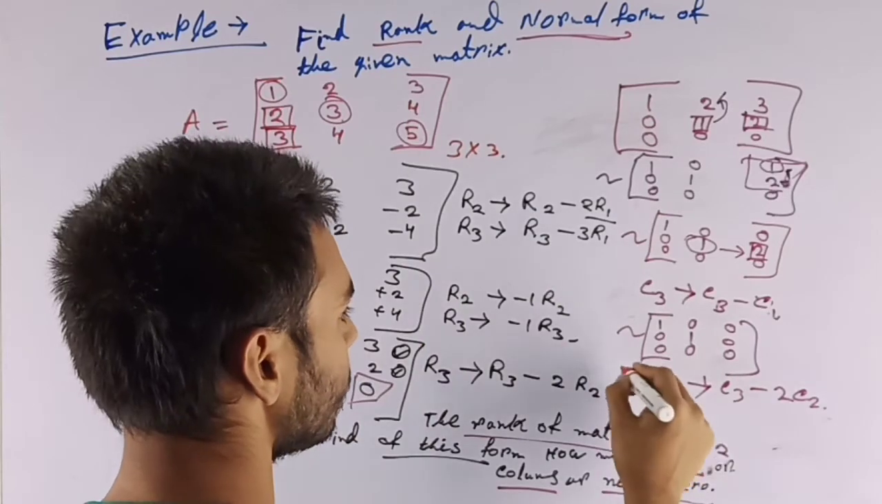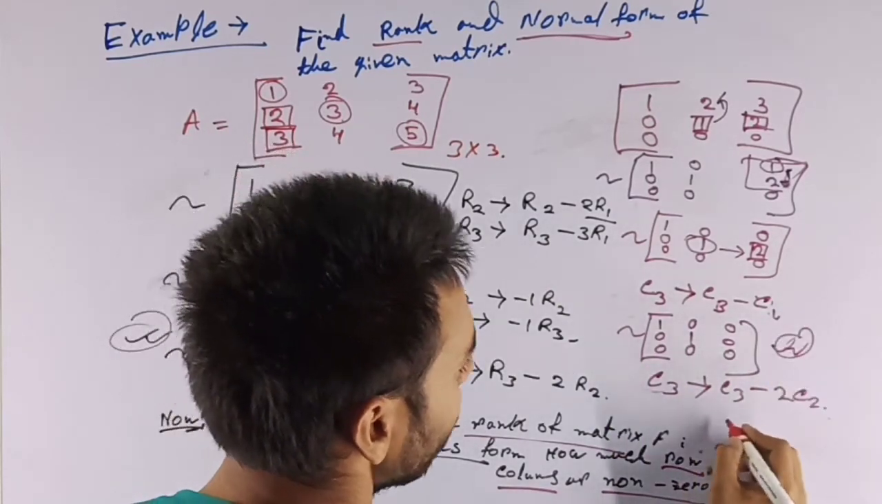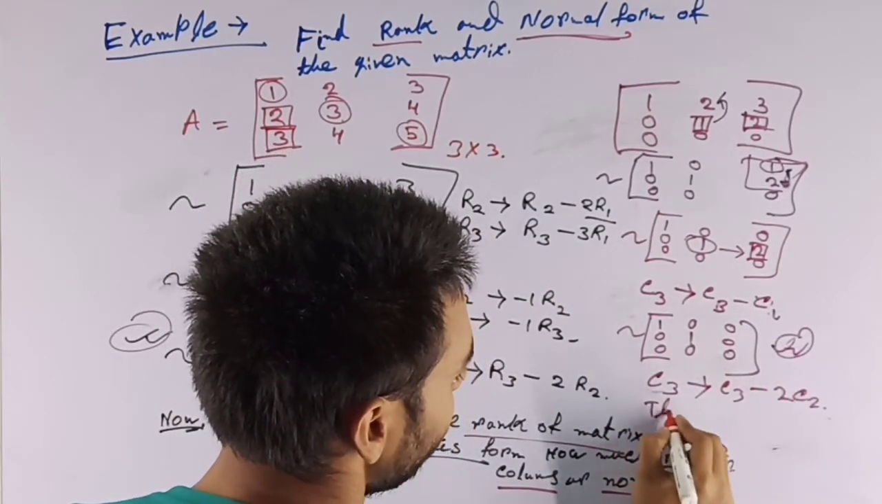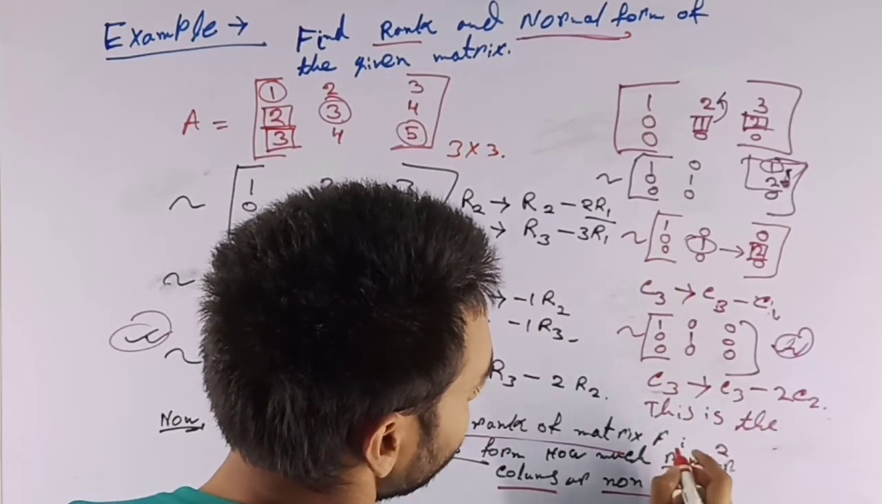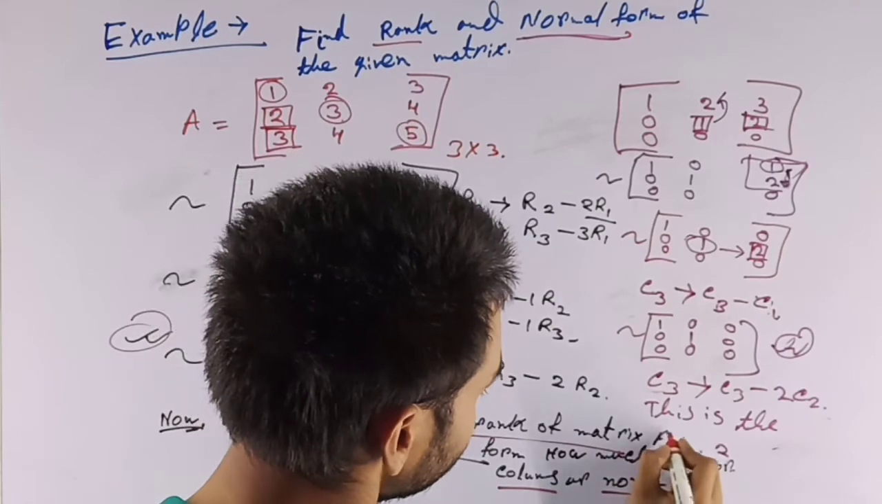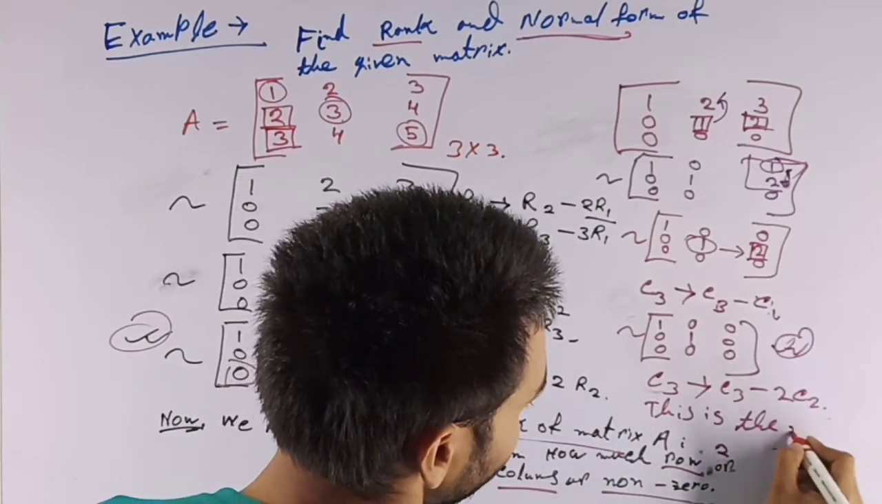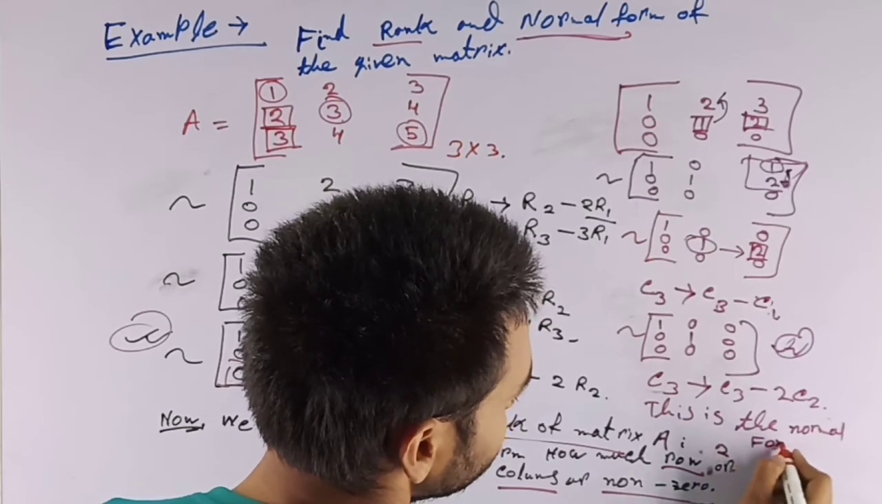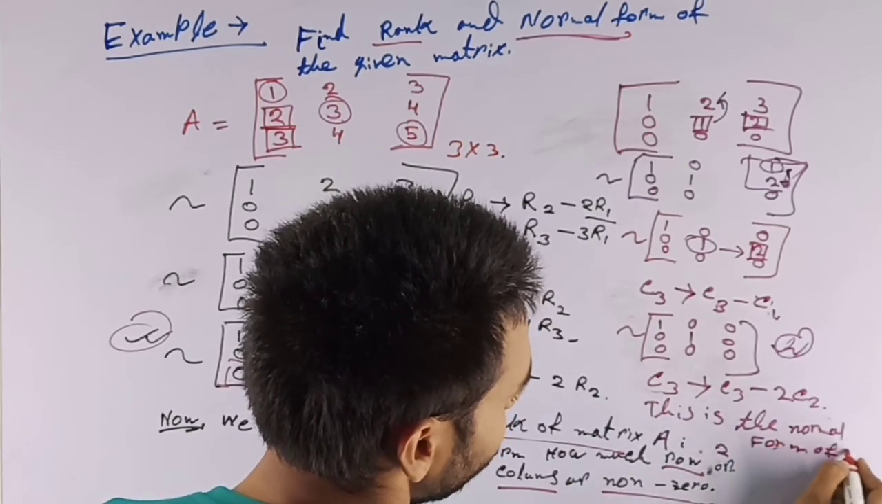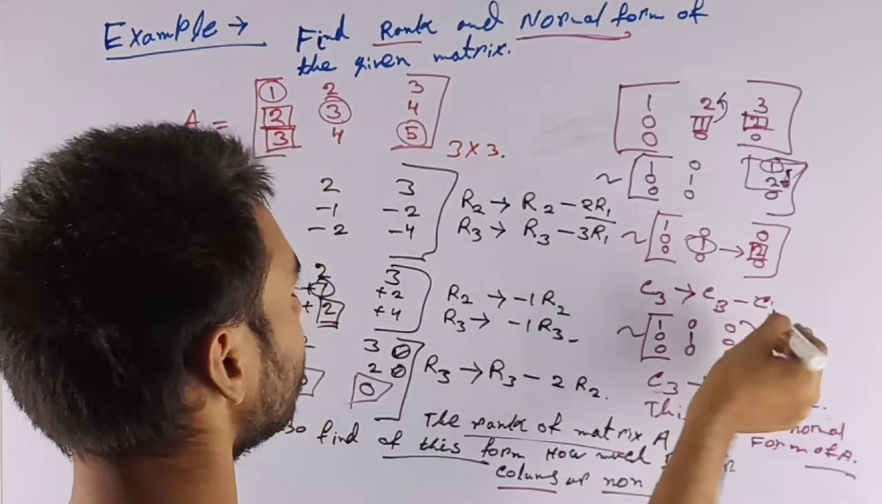So now, which is the required normal form of the matrix? This is the normal form of the given matrix, and the required answer is this. Therefore I write down the normal form of the matrix A.